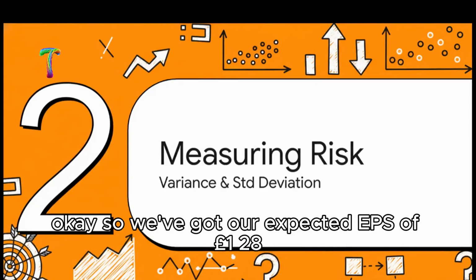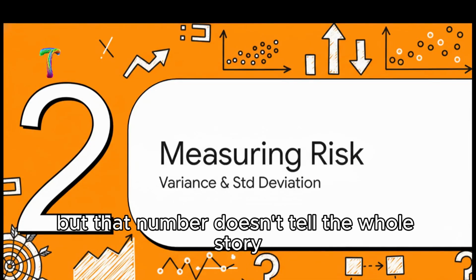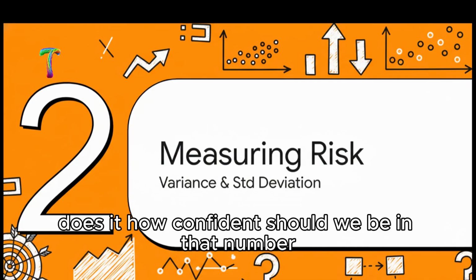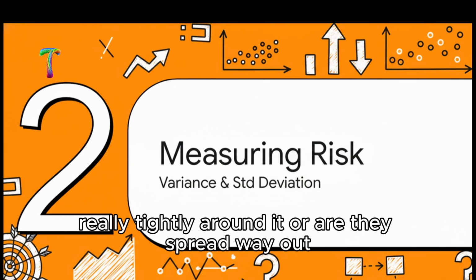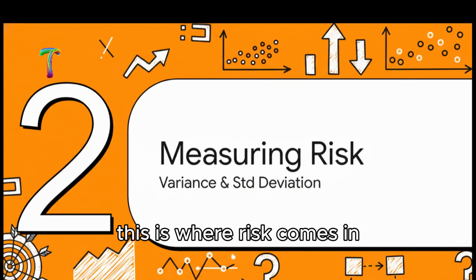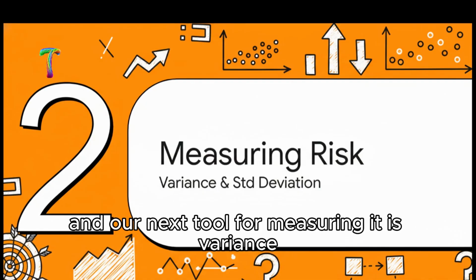Okay, so we've got our expected EPS of £1.28, but that number doesn't tell the whole story, does it? How confident should we be in that number? Are the other possible outcomes clustered really tightly around it, or are they spread way out? This is where risk comes in, and our next tool for measuring it is variance.